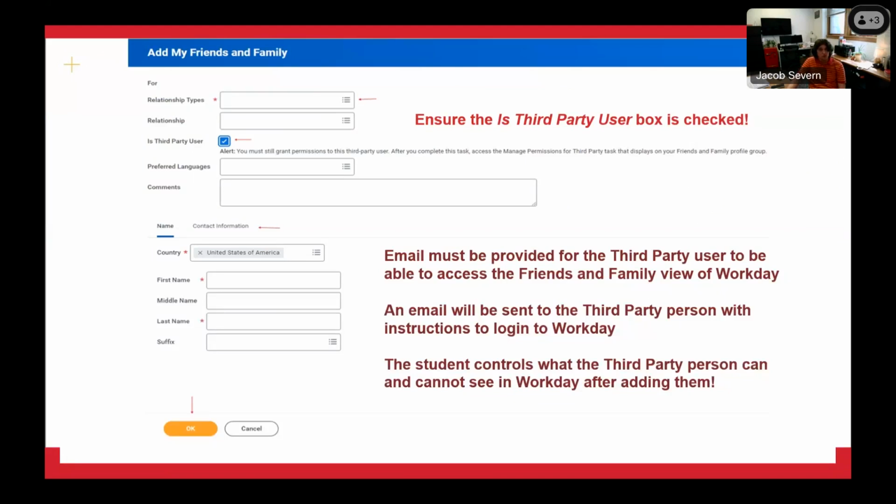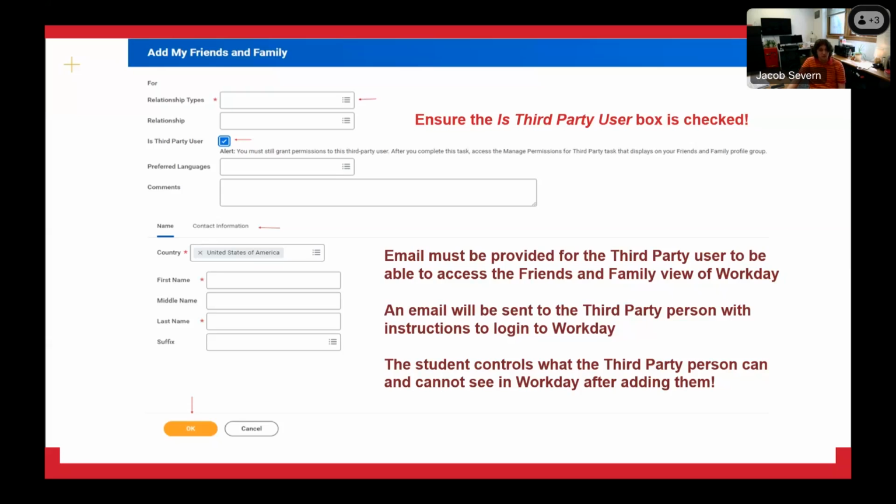If that third-party user box is not checked, that third-party individual will not have third-party access or permissions granted to them. So after checking that box, the student will then move down to add in the person's name and then the contact information. An email must be provided for that third-party individual to be able to log in. When students add third-party individuals after checking the third-party user box and adding an email, that third-party person will receive a temporary password through email that will allow them to log into Workday and create their real password.